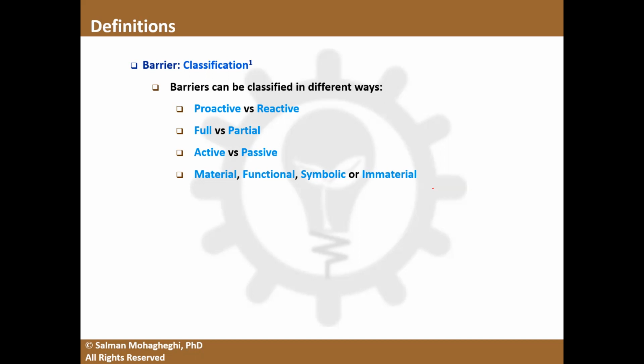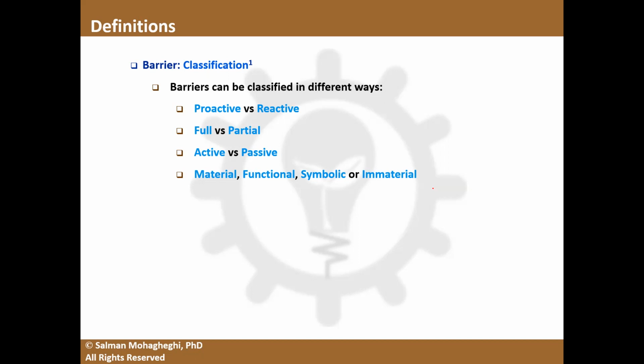Another way to classify barriers is to look at it in terms of material barriers, functional barriers, symbolic barriers, or immaterial barriers. Material barriers are physical barriers: mid-road barriers, fences, guardrails, protective clothing. These are material barriers. Functional barriers are barriers that provide certain functionality. For example, a safety lock, a password, an entry code.